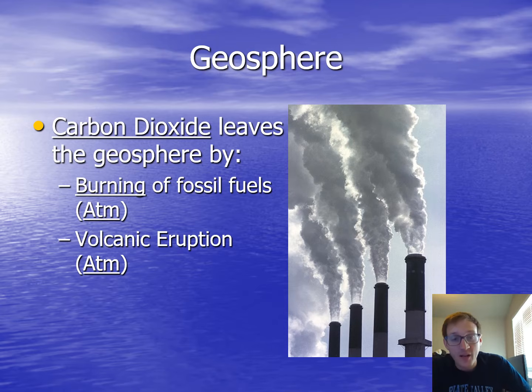Carbon dioxide leaves the geosphere by the burning of fossil fuels. So the burning of coal and oil and all that stuff is part of the geosphere because it's part of our Earth. And then the second way is through volcanic eruptions. If you imagine all the buildup of carbon dioxide in the core of the Earth gets released into the atmosphere, and so there's an exchange there between the geosphere and the atmosphere.